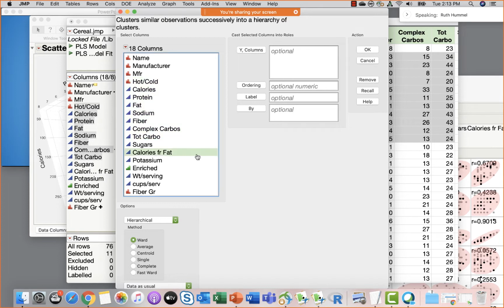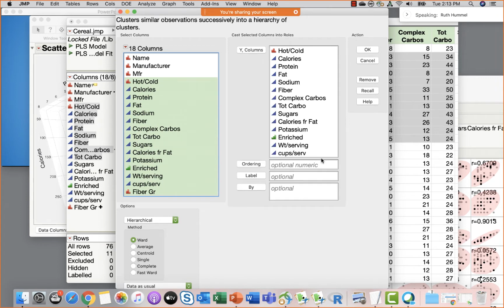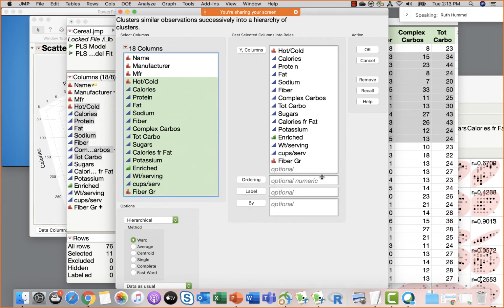Here I can cluster using continuous variables, but I can also use some of these categorical variables if I want to. So I could include hot and cold, I could include enriched, and this other fiber variable at the bottom. I'll put those into the columns, and if I stretch this out, you can see all of my columns that I'm going to cluster on. We're actually going to see that hot and cold is not important because I think only 3 cereals are hot cereals. We may find some of these other variables are also not that important, so let's find out.